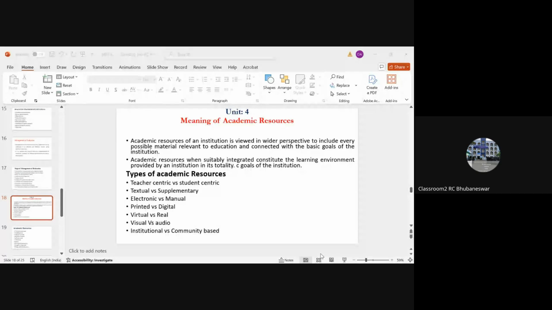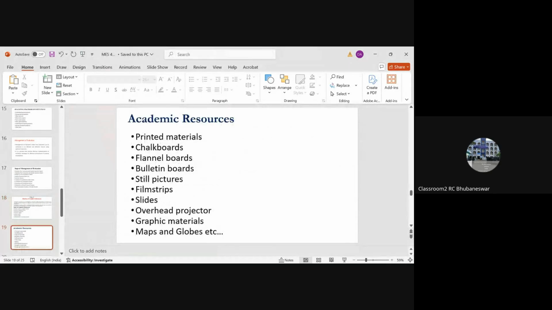So when we compare institutional resources and community-based academic resources, we can take all these parts to analyze and understand the differences and similarities between institutional academic resource and community-based academic resource. Any doubt? Anybody, any doubt? No, sir. Okay. Then we can proceed to the next slide.